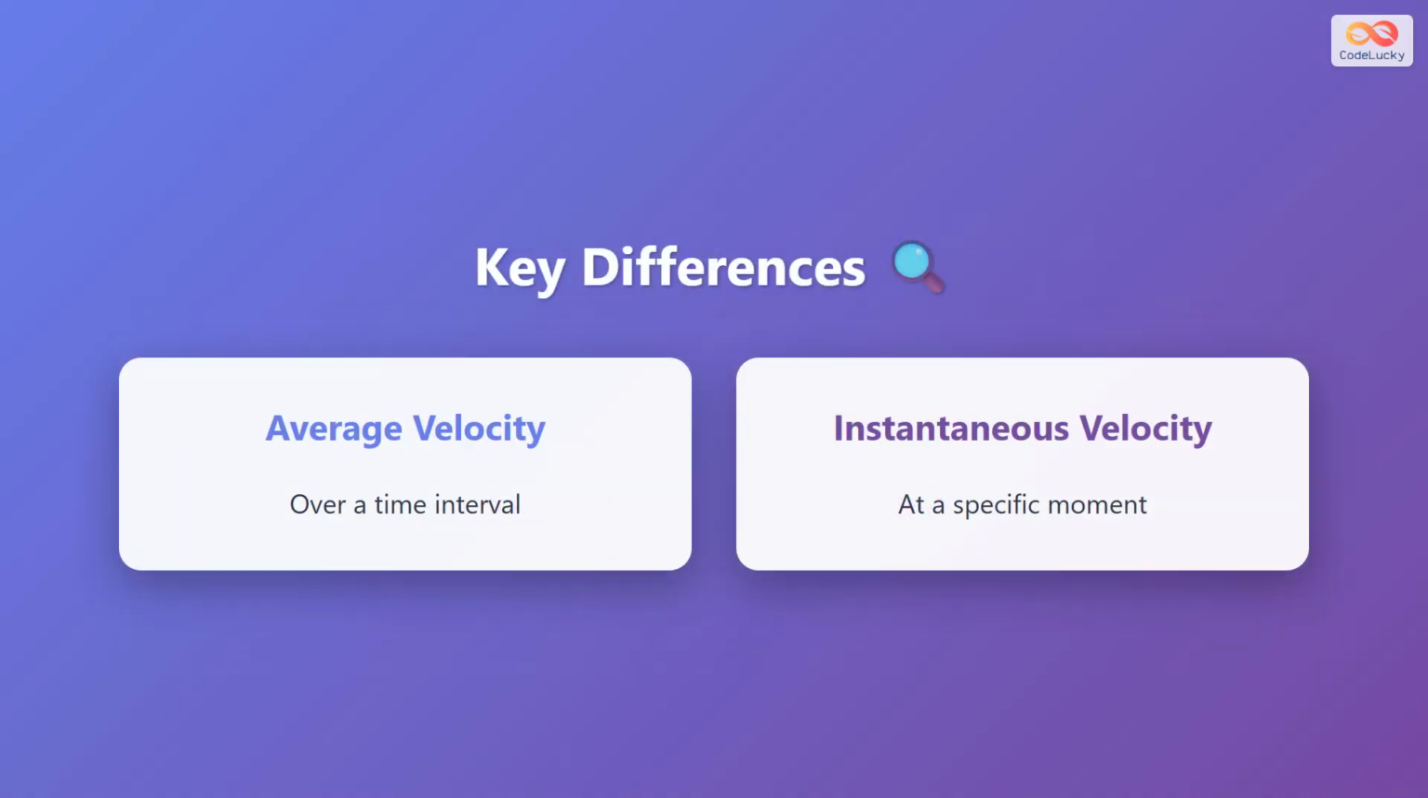The key difference between these two concepts is the time frame they represent. Average velocity is measured over a time interval, looking at the big picture of motion from start to finish. Instantaneous velocity, on the other hand, is measured at a specific moment, giving us a snapshot of motion at one particular instant in time.